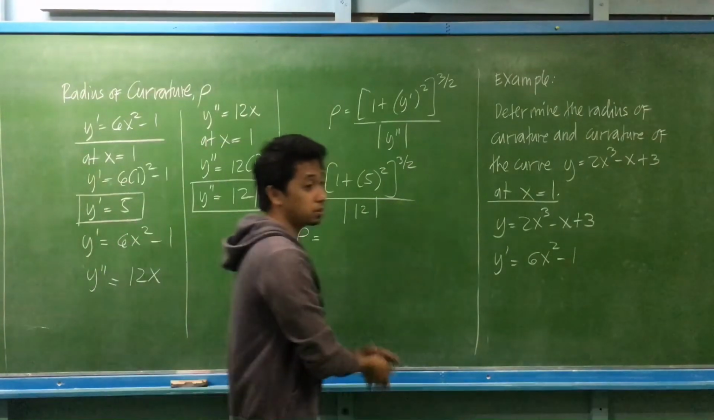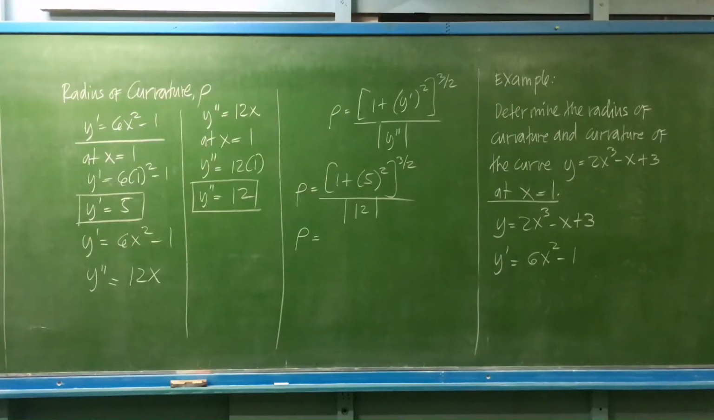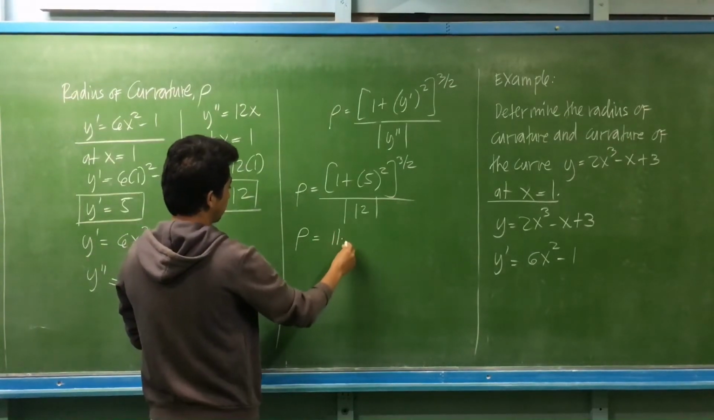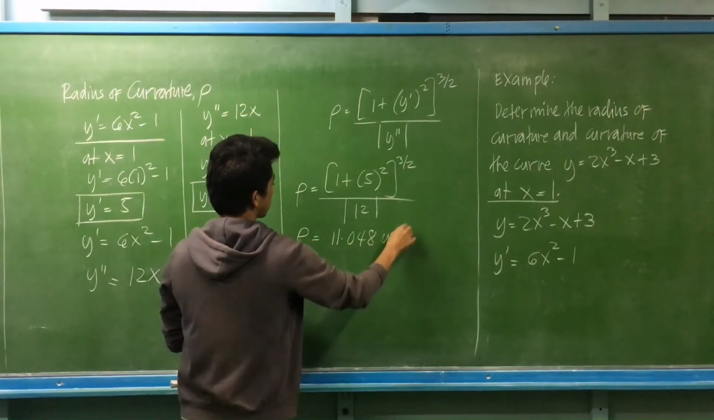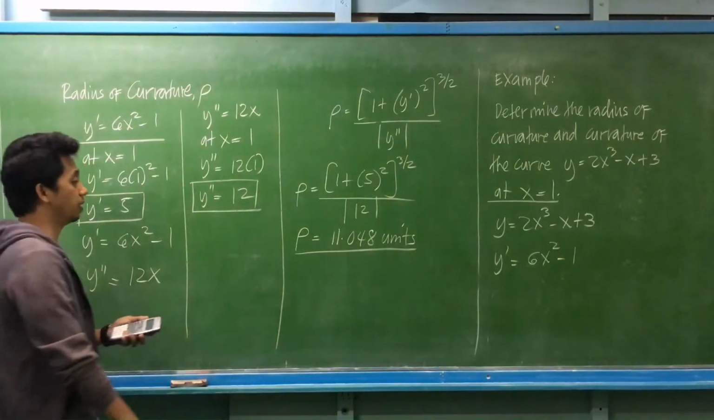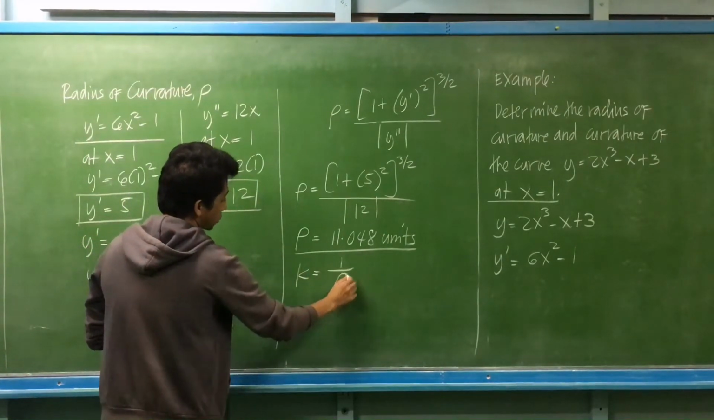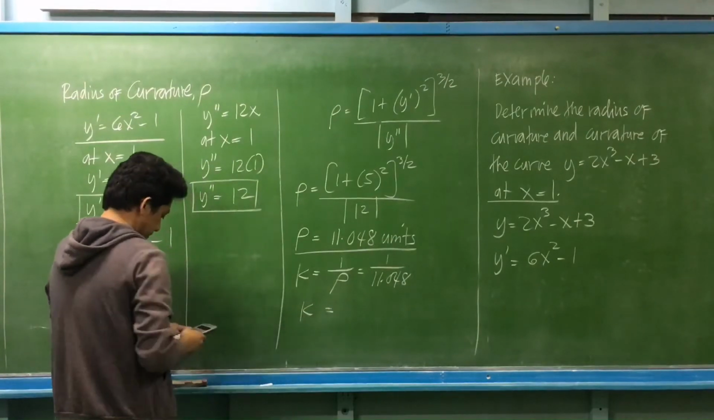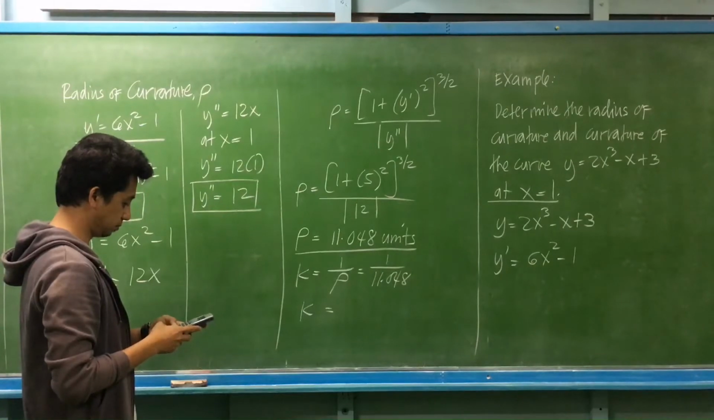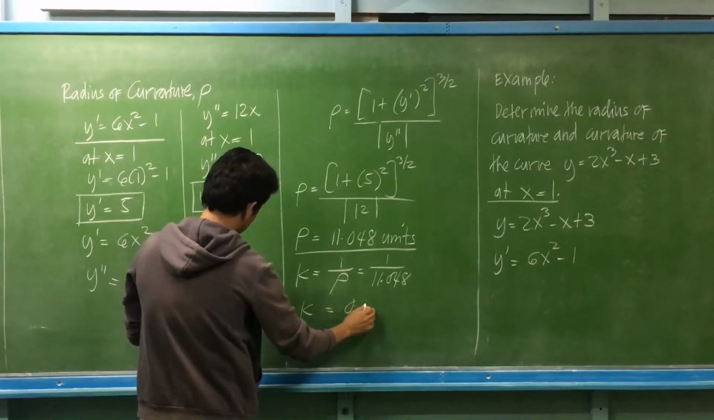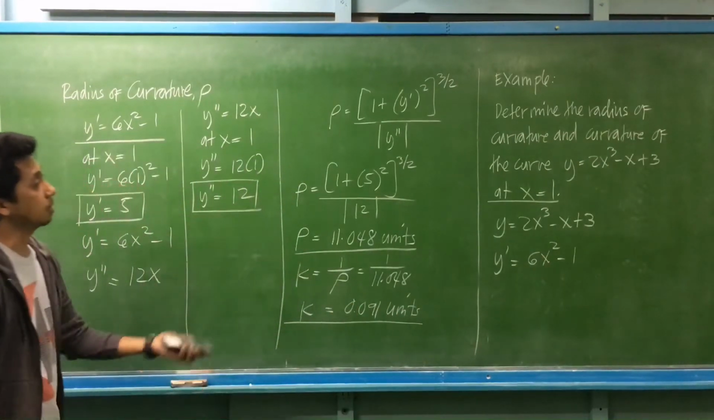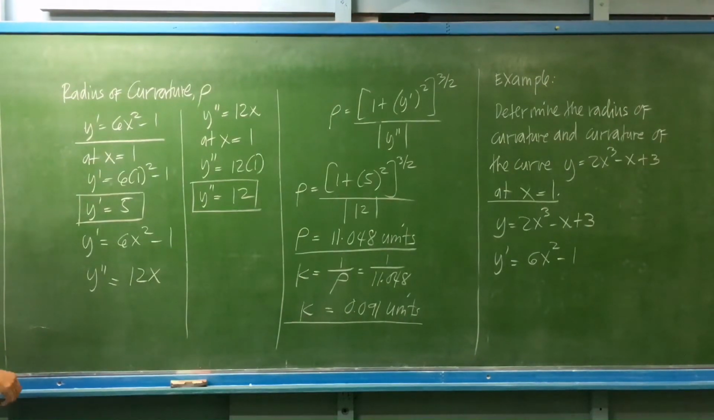So what will be the value of rho? Let's compute. The value of rho will be equal to 11.048 units. Okay, that will be the radius of curvature at x is equal to 1. How about the curvature? Curvature is equal to the reciprocal of the radius of curvature. So it is 1 divided by 11.048. So we have the curvature at that point equal to 0.091 units. Okay, so this is the radius of curvature and curvature at a specific point of the curve.